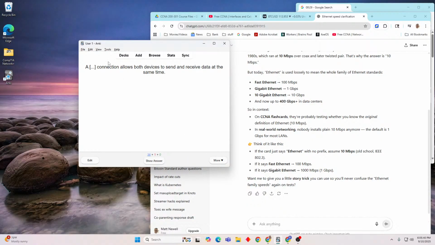So I have fast internet. A blank connection allows both devices to send and receive data at the same time. Didn't I just say this one? It's not crossover. It's not that. A blank connection allows both devices to send and receive data at the same time. Bidirectional. Full duplex.